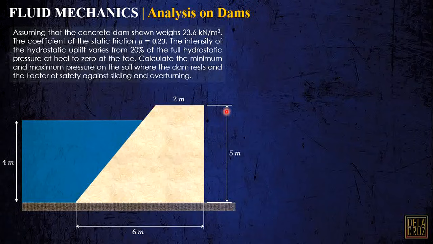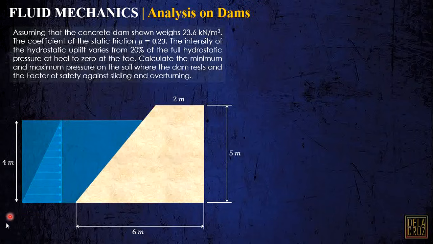Okay, so in order for us to calculate the required quantities, we have to expose the forces involved dito. Okay? So, ano yung mga forces involved dito? Okay, unahin natin yung hydrostatic pressure. Of course, we have water here on the left side of the dam. It will create a pressure, no? And the pressure diagram, because of this water, is triangular. Okay? That is because of the formula gamma times height. As the height increases, the pressure increases.